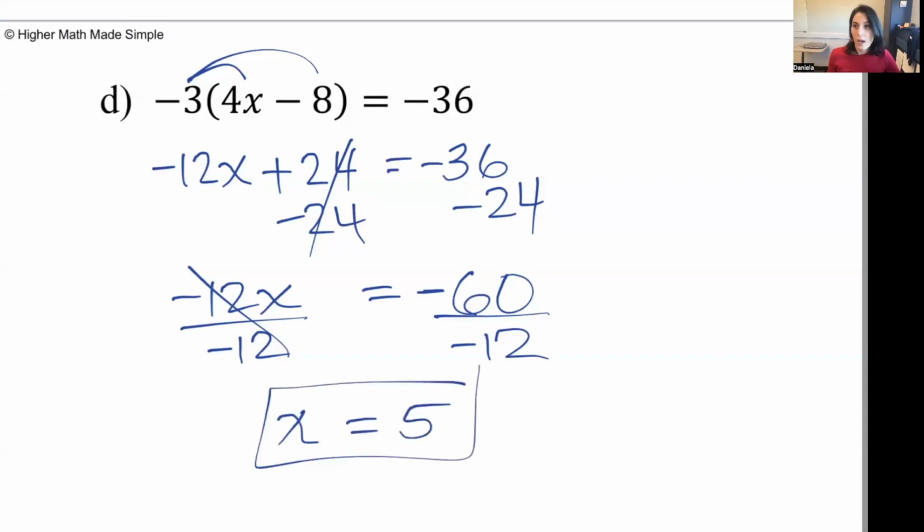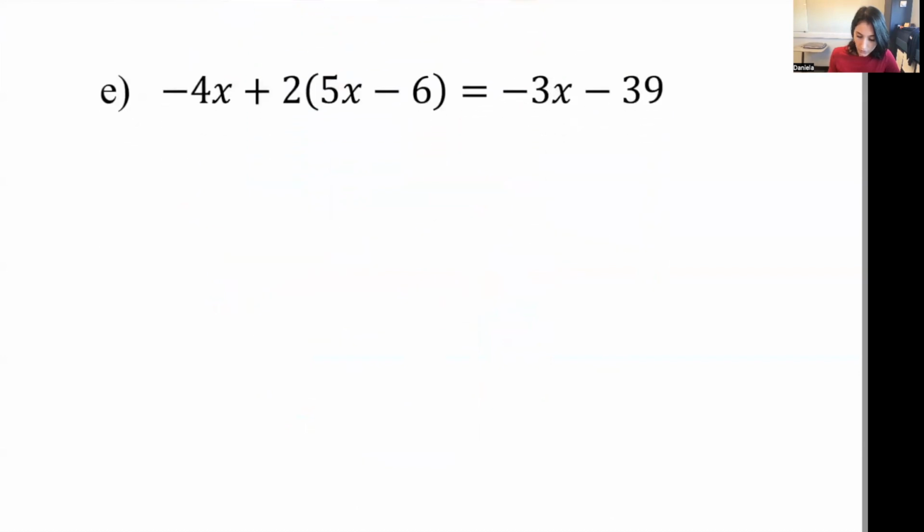And so on a test or a quiz, it's always helpful to do a check, right? I'm not going to show it here, but if you were to stick the 5 in the x spot, right, and use PEMDAS, you'll see that it should equal -36. So that's a way that you can check your answers.